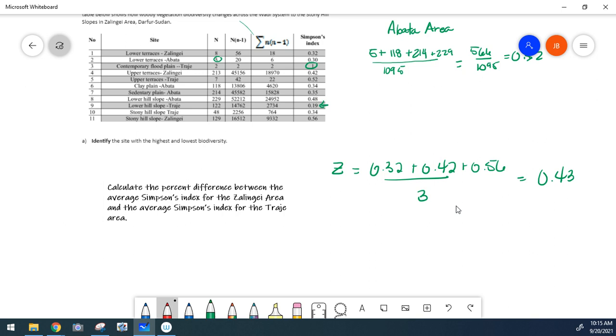And then I'll do the same thing for the Trehe area. So that would be 1 plus 0.52 and 0.19, 0.19, and 0.34. And then we'll divide that by 4 because there are 4 values to get the average there. So the average for that is 0.51.